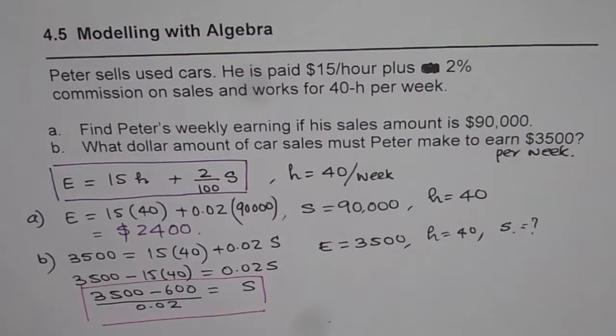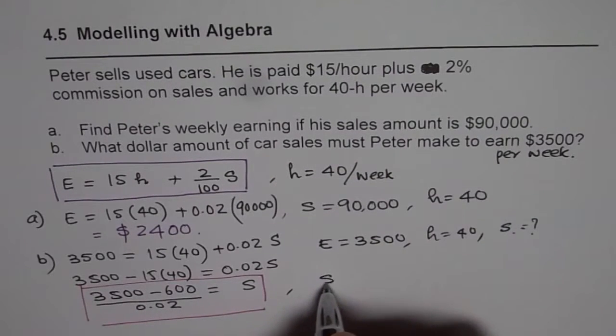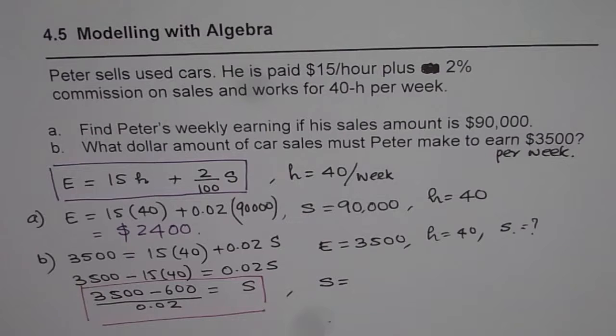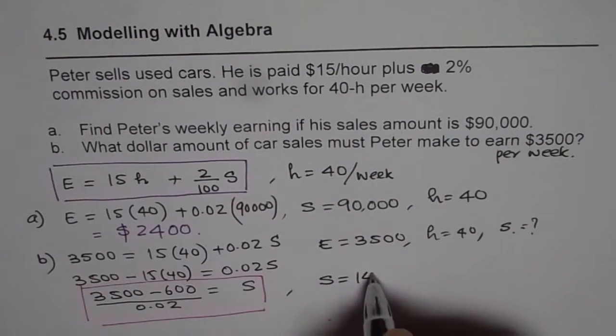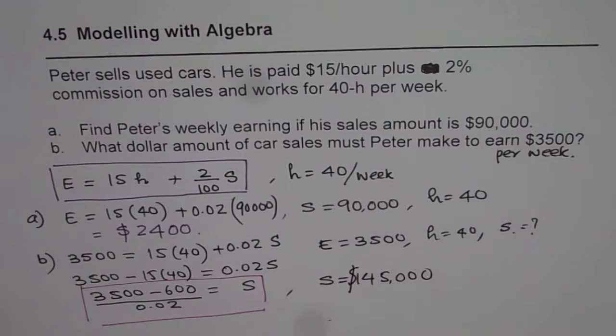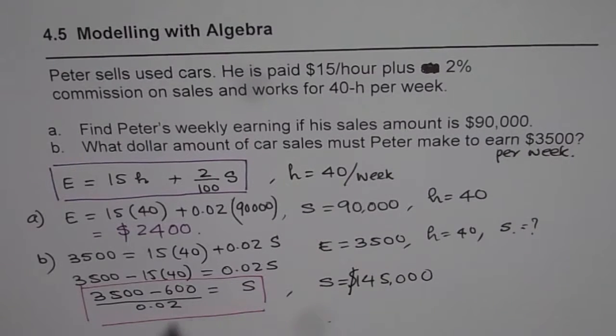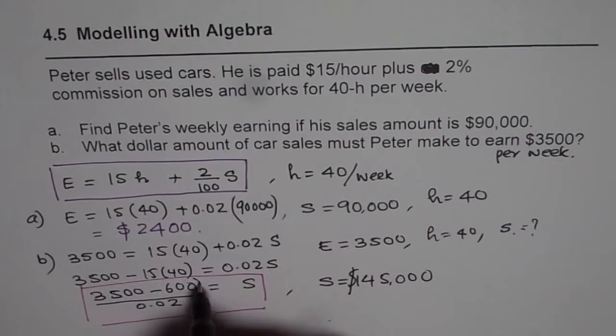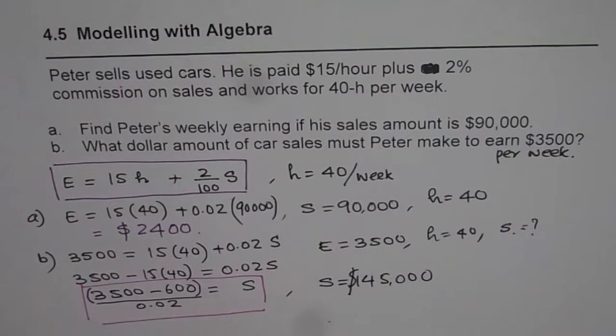145,000 is your answer, right? So what we get here is sales equals to 145,000, and this amount is in dollars. Okay, so that is how you have to find. Remember, you have to put brackets here. I've seen so many times this mistake.